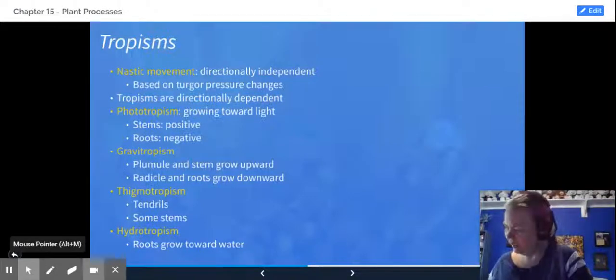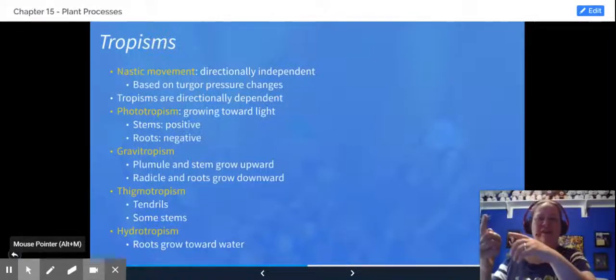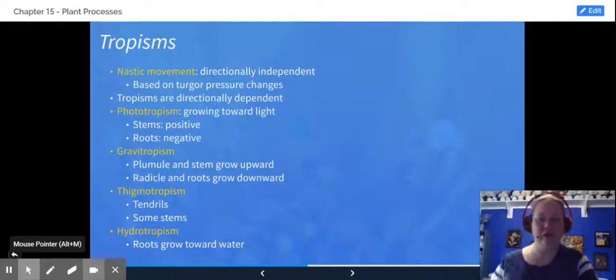Thigmotropism is based off of touch, okay? And these will be like your tendrils and stems. These are vines. They can be trained to climb up poles and stuff like that. That's how farmers and stuff will train these vines to grow, is they'll use thigmotropism to their advantage, put poles down and the little tendrils will grow around, causing the vines to go up.